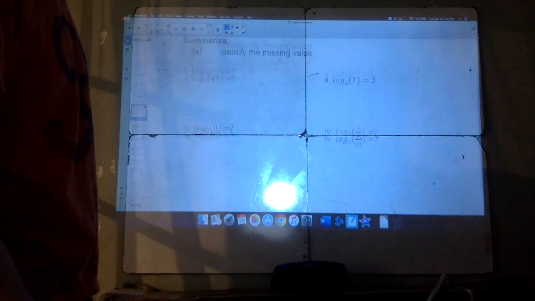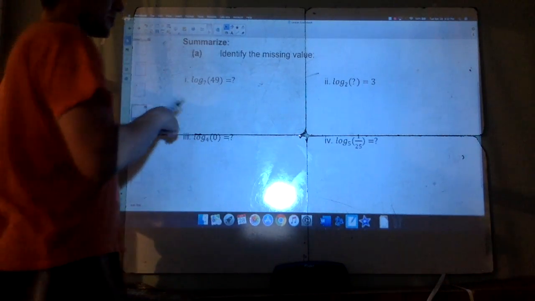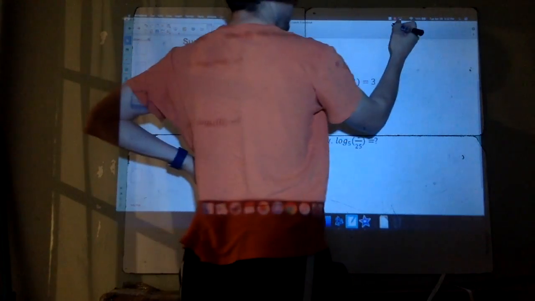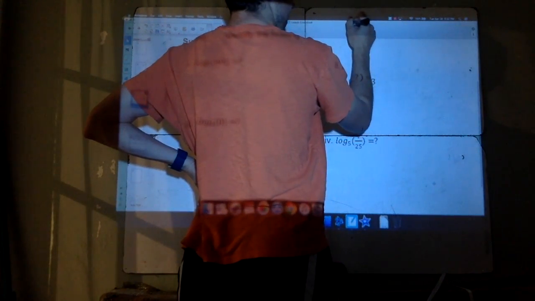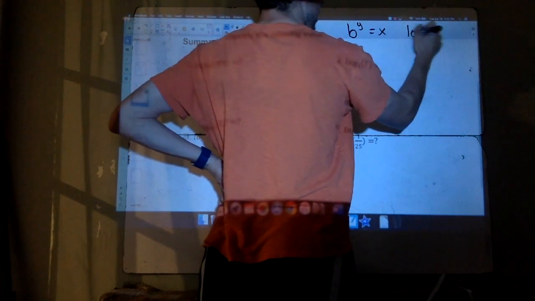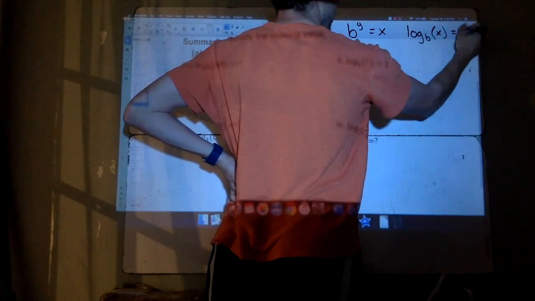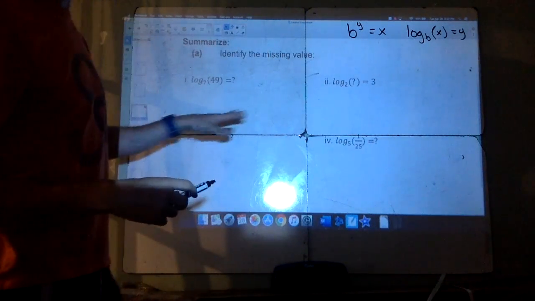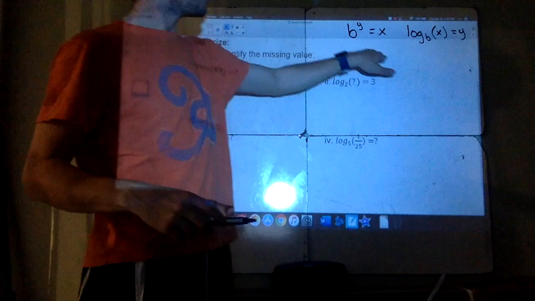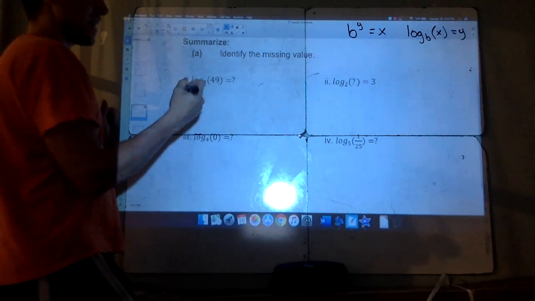So to summarize our thinking, we're going to find the missing value. I'm going to write this up in the top right corner just to keep it. It was b to the y equals x, then log base b of x equals y. So we're going to start with this and change it back to this form. So let's first identify b, x, and y.